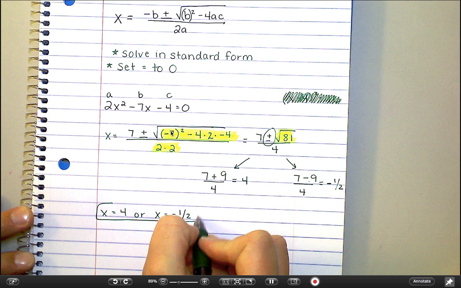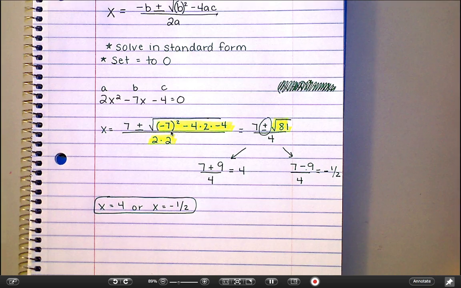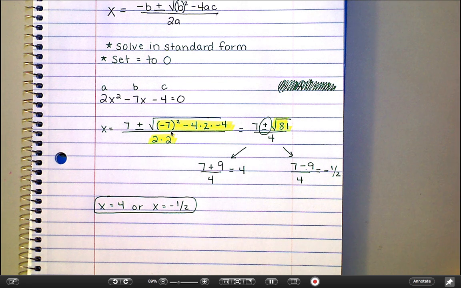So just like before when we were solving by taking square roots, you're typically going to end up with 2 solutions. Now, there are some situations where you'll have no solution. There are some situations where you'll have 1. But for today, they should all come out with 2 solutions just like this.